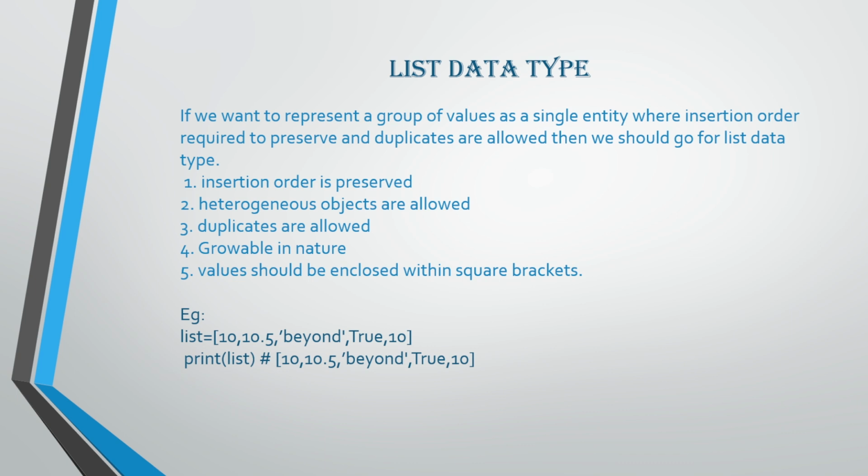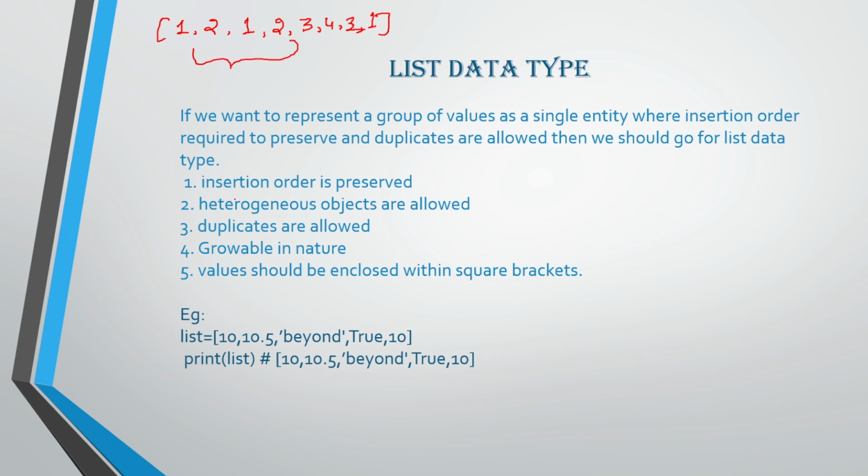Now for example, let us see. You have a list of numbers. In that list, if you want to preserve the insertion order, that is, wherever you have entered the values, they should be in the same indexes, and you can also duplicate the values. If this is the kind of list that you want to add in your program as a single entity, then you're going to go with the list data type.